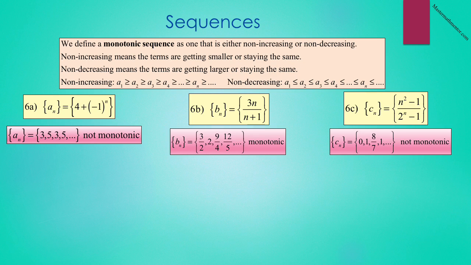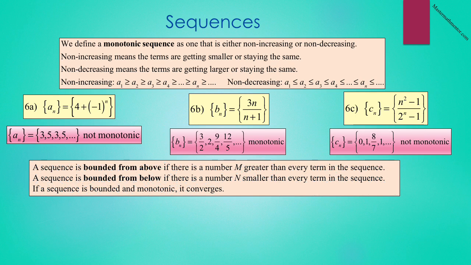In 6c, we're told that c sub n is equal to n squared minus 1 over 2 to the n minus 1. We will write out the terms 0, 1, 8 sevenths, 1, and since the term goes from 1 to 8 sevenths and then back down to 1, it is not monotonic.